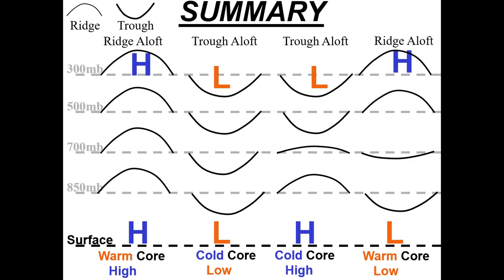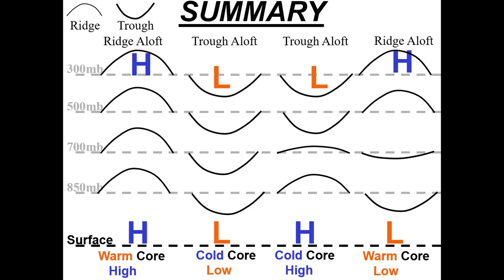And then the cold core highs generally form over land masses. You get ridging in the lower levels of the atmosphere up to about 700 millibars, but then you get an upper level trough situated aloft over the cold core highs because the air is cold, it's dense, it's trying to sink in the upper levels of the atmosphere, resulting in the upper level troughs.